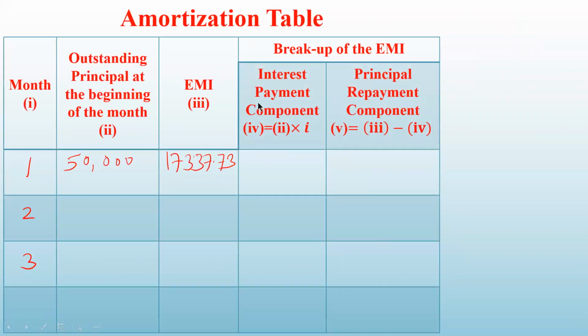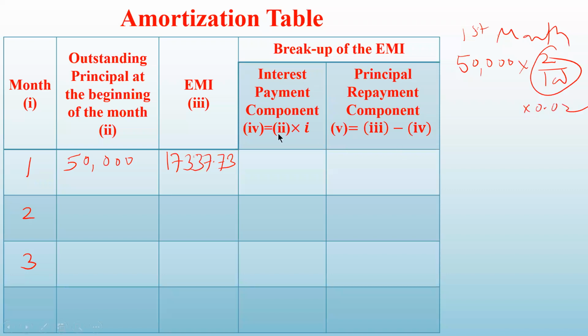Now see, in the first month, you have paid this much EMI. So part of this will go for the interest payment. So in the first month, what is the interest? Interest on 50,000. What is your interest rate? 2% per month. So you are going to take 2% of this, that means 2 divided by 100, which is nothing but your I, 0.02.